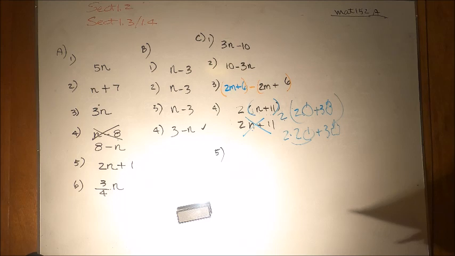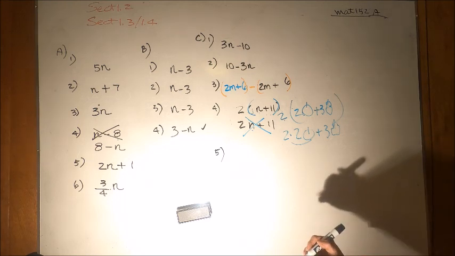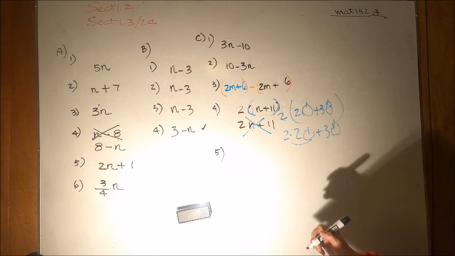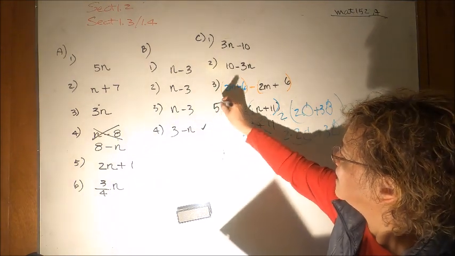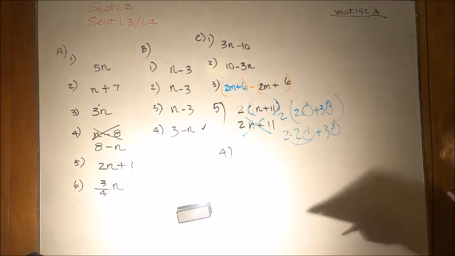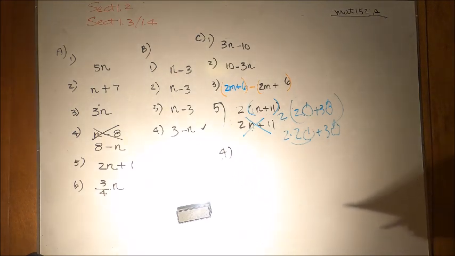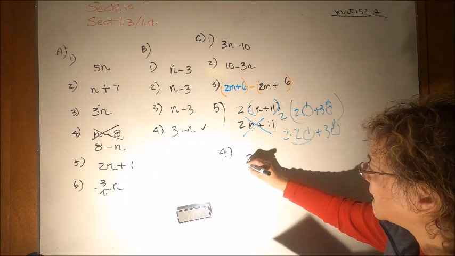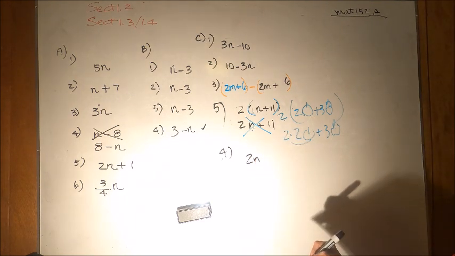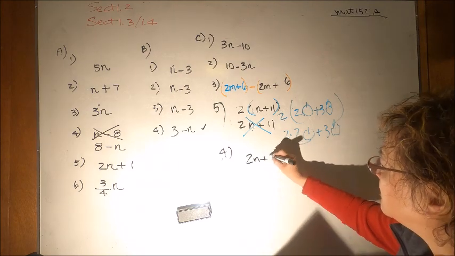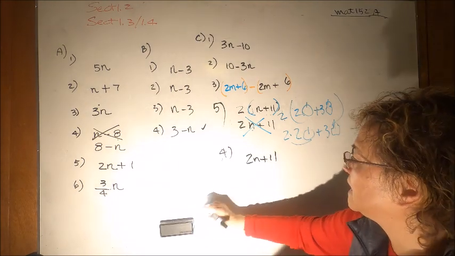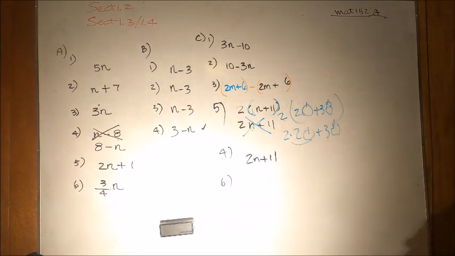Next one, 2/3 of a number. Oops, I missed something. Okay, that's the 5. The 4 is what? The sum of triple a number and 11. So you do triple the number, right? Then do the sum with 11. That's how you write. They are very different. Got it?